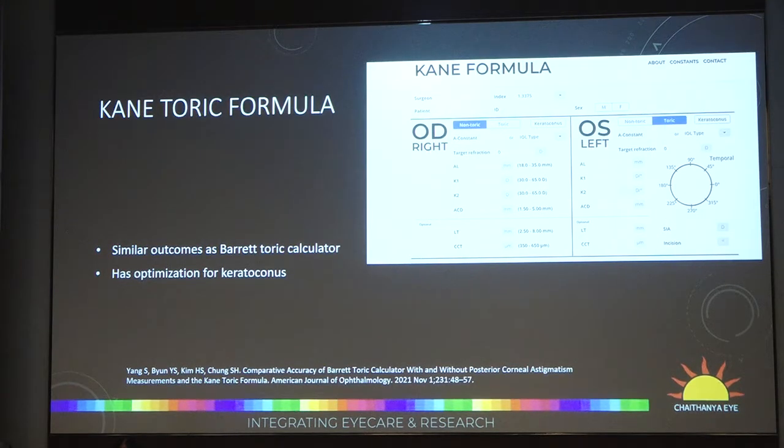These are the new kids on the block, the Cain formula. The Cain formula has been found to have similar outcomes as the Barrett Toric Calculator, and it also has an optimization for keratoconus, which may be very important.